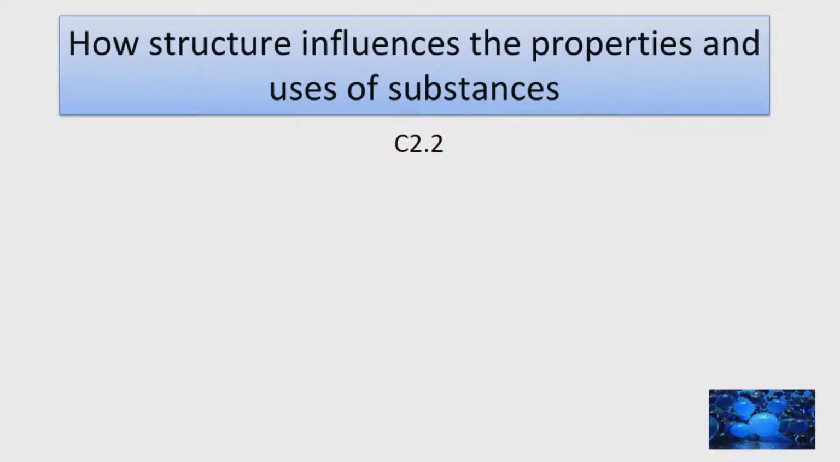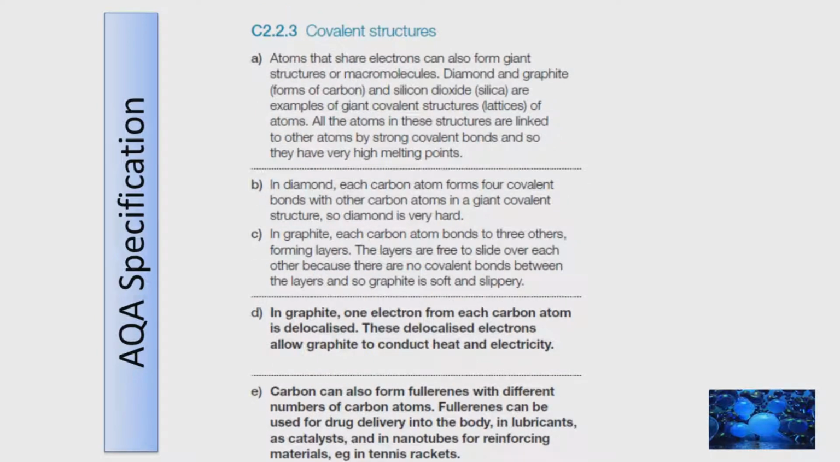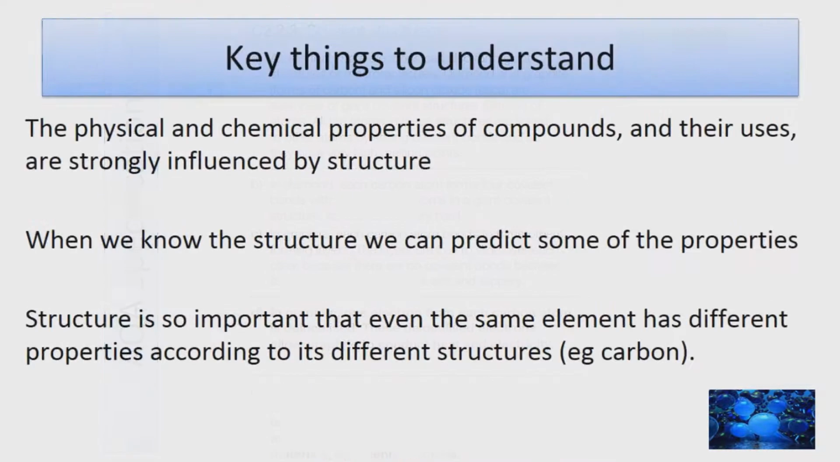This is part 2 of Unit 2 GCSE Chemistry for AQA specification, first part about molecules and ionic compounds, and also about covalent structures. Here are the key things to understand this part of the unit. It's all about the physical and chemical properties and their strong influence by the structure.